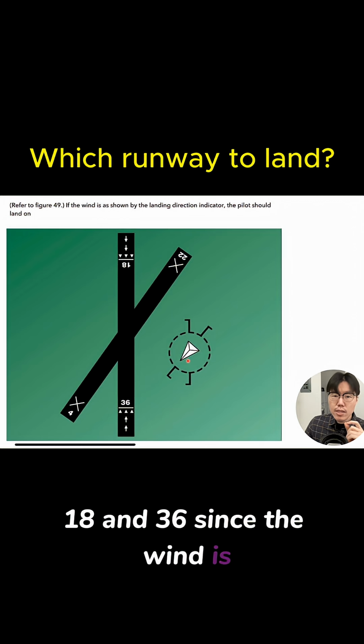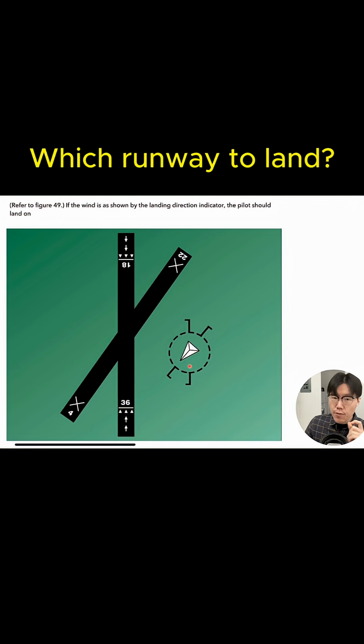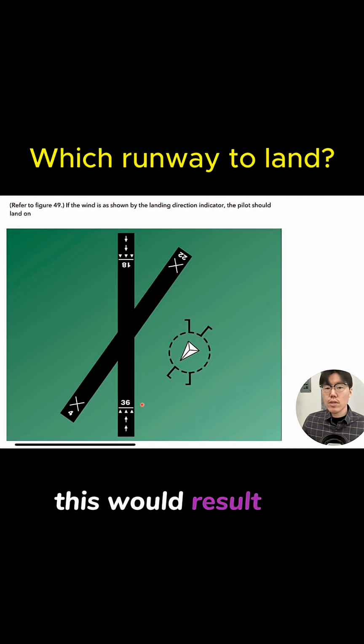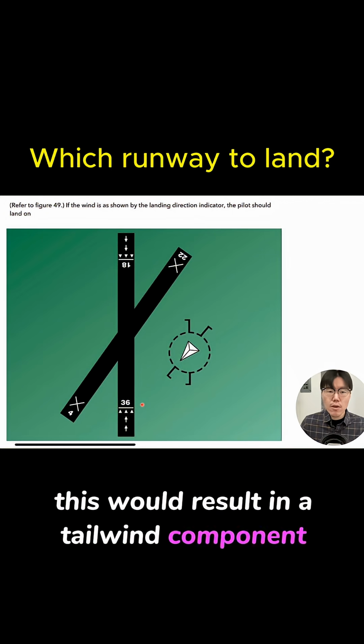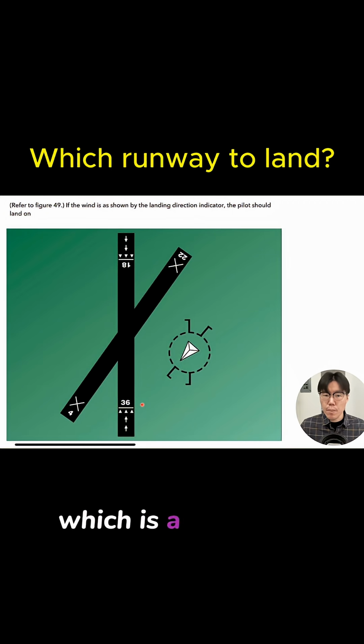Since the wind is coming from the southwest, we have two choices. Runway 36, landing north. This would result in a tailwind component from the southwest, which is a big no for safety.